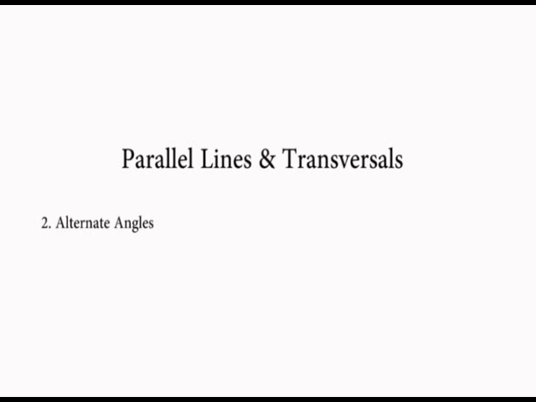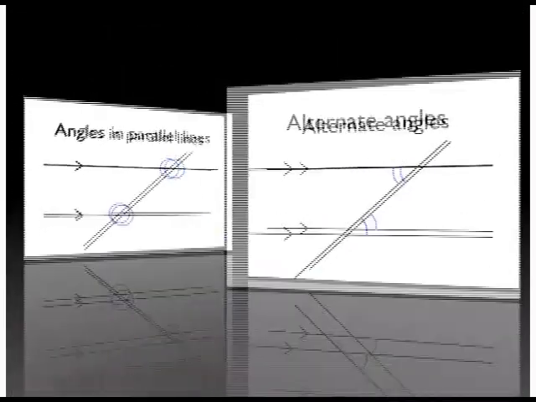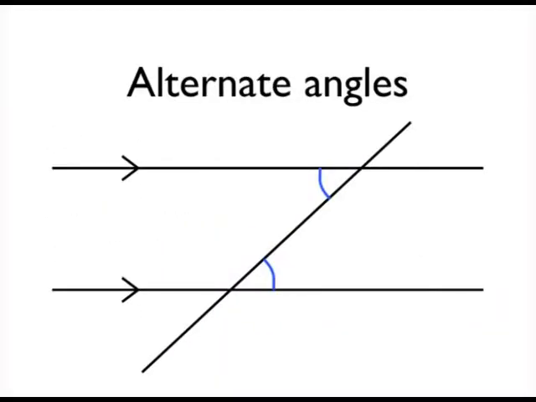Next, alternate angles. Again, these are the angles formed by a transversal through two parallel lines. The angles marked are a pair of alternate angles. Let's see another pair so you get the relationship. These two are a pair of alternate angles.